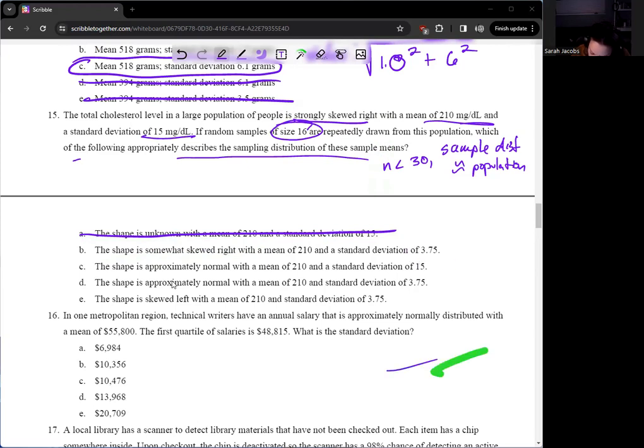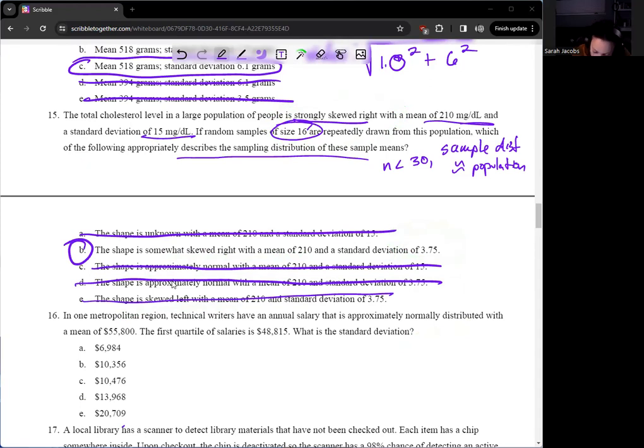Okay, so we'll talk about the standard deviation in a second. So somewhat skewed right. The population is strongly skewed right. Our sample size is halfway-ish to 30, so it's somewhat skewed right. That seems good. The shape is approximately normal? No, that's not going to be true because our sample size is not big enough to get us an approximately normal distribution. Takes out D as well. And then the skew is not going to switch. It's either going to stay skewed right or it's going to get towards normal as the sample size increases. So that one's out. So just by process of elimination, everything but B is out.